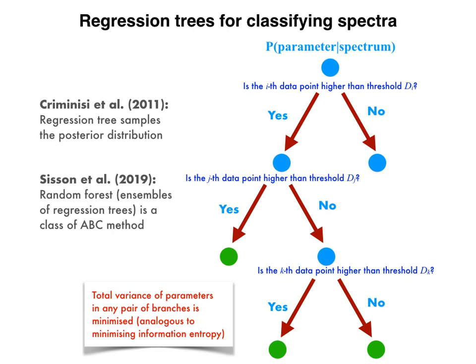So if you are interested in a description of this, there are two references that I recommend you read. The first reference is a very long report/paper by Criminisi et al. in 2011, which describes the use of regression trees as approximate posterior samplers. And also the textbook that I just flashed to you in the previous slide by Sesson et al., which describes random forests, which are collections of regression trees, as a class of ABC method.